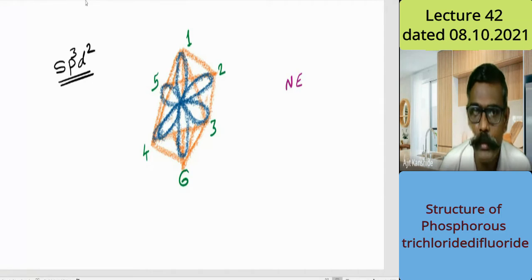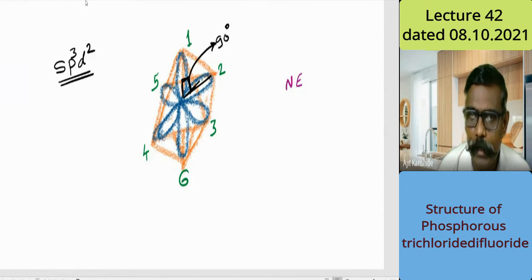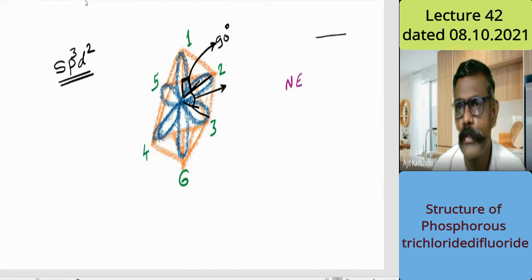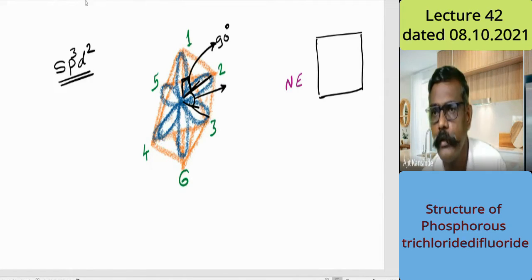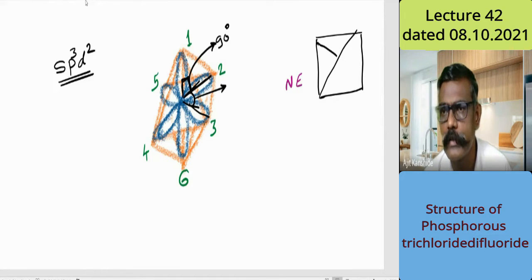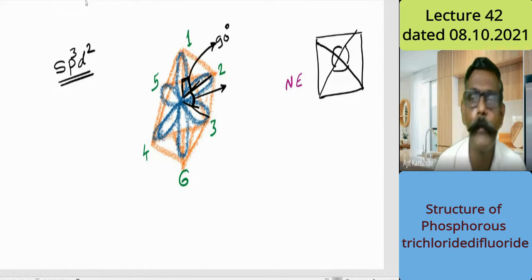Whoever answered, what is this bond angle? Between the upper orbital and the orbital representing site number 2, means this direction and upside direction, what is the bond angle? 90 degrees. Yes, it is 90 degrees. What is the bond angle between position number 2 and position number 3? I am considering a square. Positions number 2, 3, 4, 5 are representing the vertices of the square. Here you can consider one diagonal, second diagonal. What's this angle? Angle between the diagonals. It is this angle, the angle between 2 and 3.